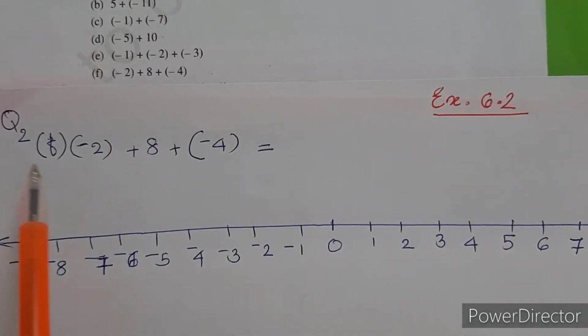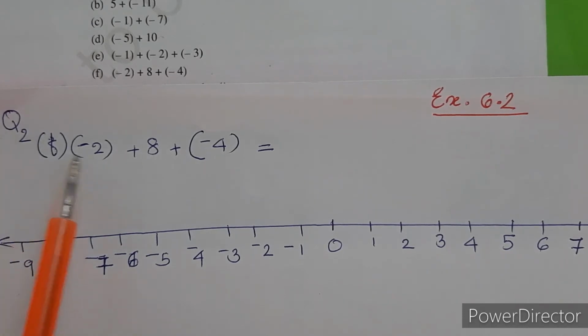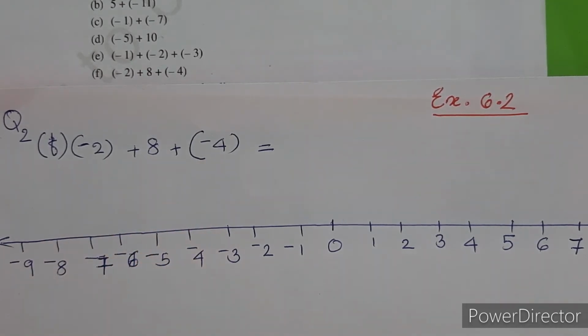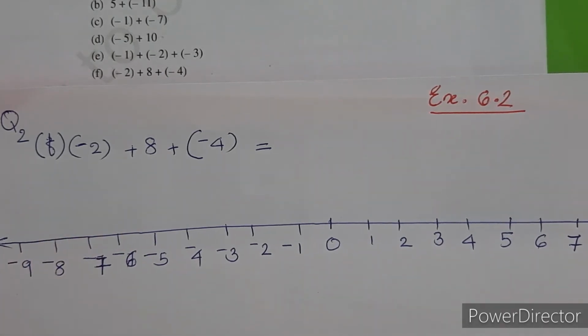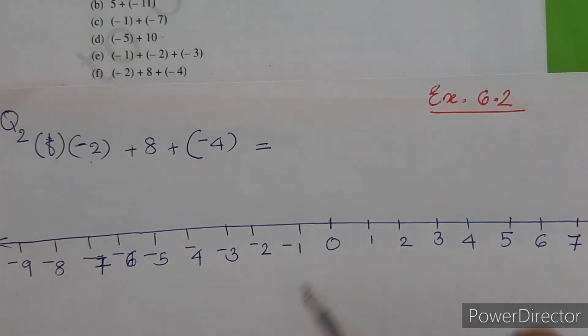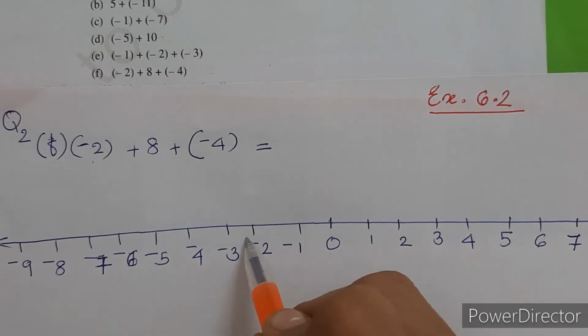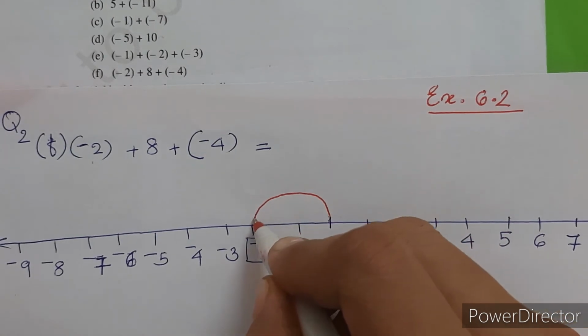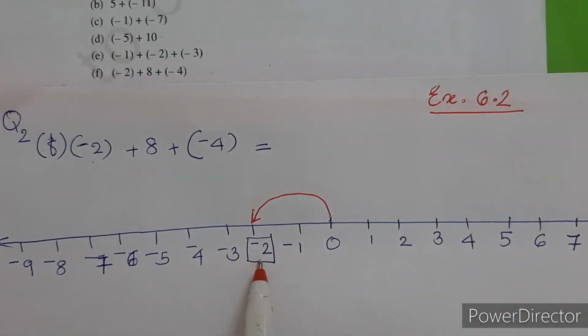Coming to F. Okay. Question number 2, F part. The question is minus 2 plus 8 plus minus 4. So we can add 3 digits. First of all, we can reach the first point from 0, that is minus 2. So from 0 to minus 2, we can plot it like this. So first of all we reach the starting point, that is minus 2.